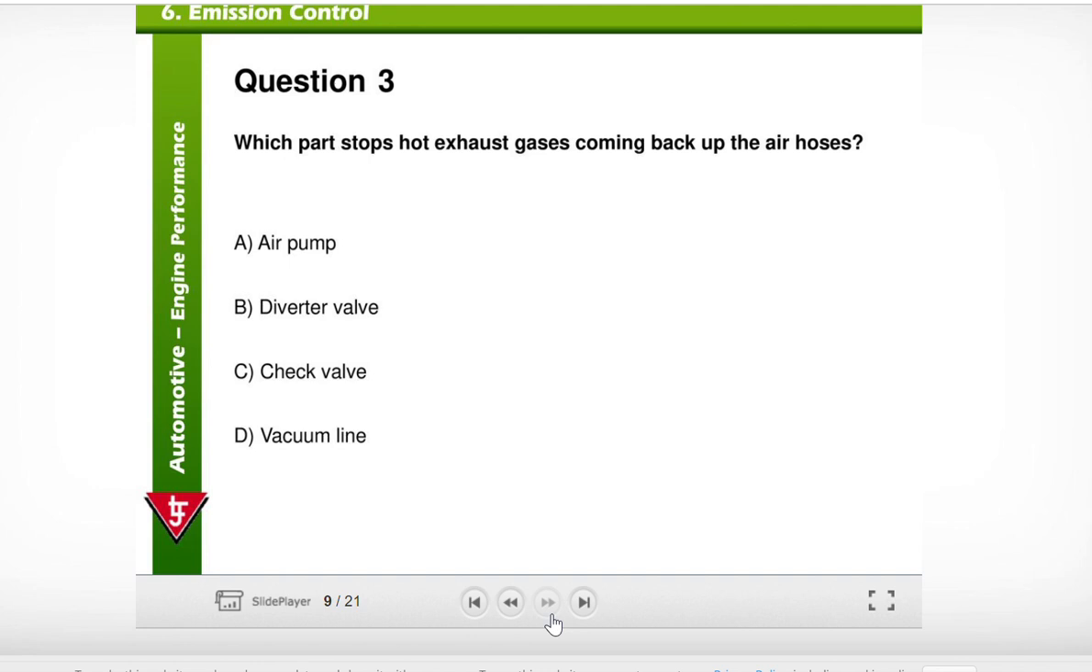So again, which part stops the air from coming back to the exhaust valve? That means it's the check valve C.